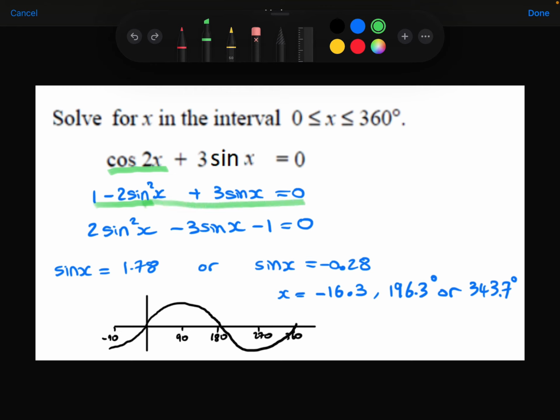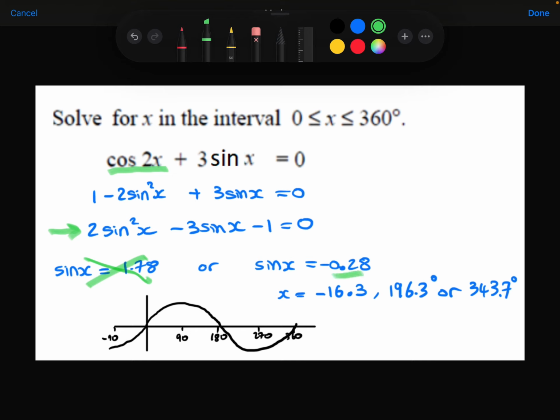Because now we've got a nice, relatively simple quadratic equation that I've rewritten in this form. I've then used the quadratic formula to find that sine x will have to equal 1.78 or minus 0.28. I know this can't give any real solutions because it's bigger than 1.